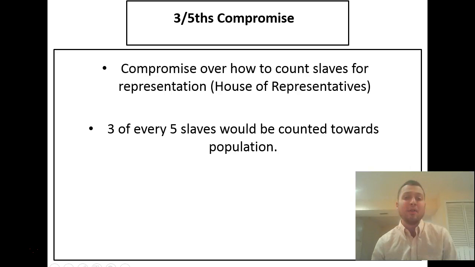So the South didn't love it, but they were happy enough with it because at least they got some representation. And of course, the struggle for rights for enslaved African Americans will continue and continue up until the Civil War.